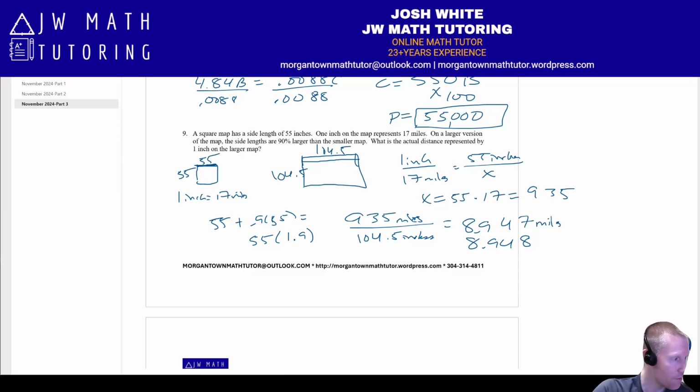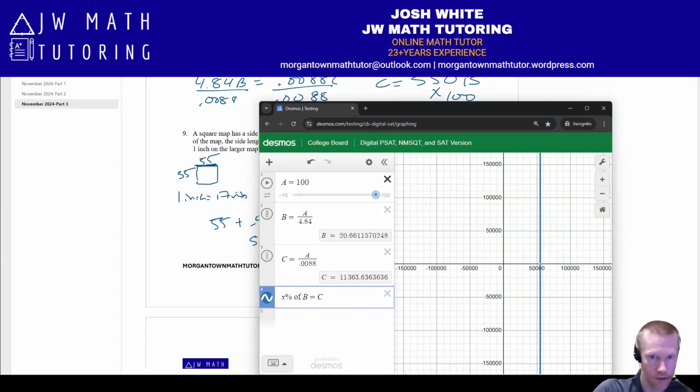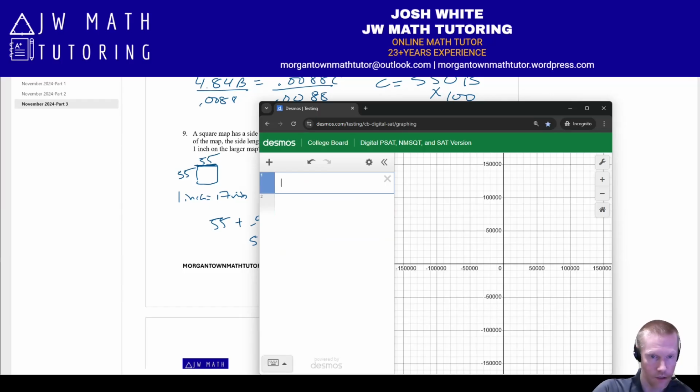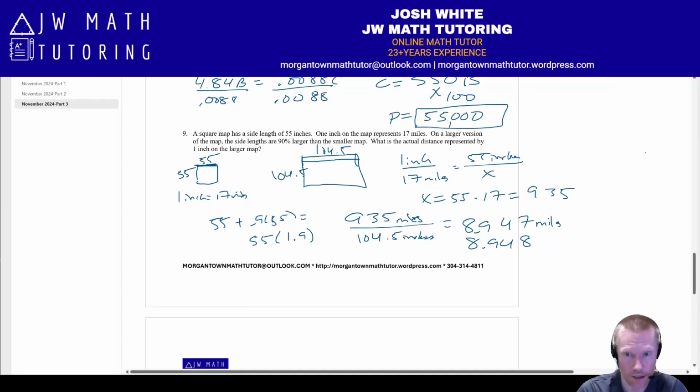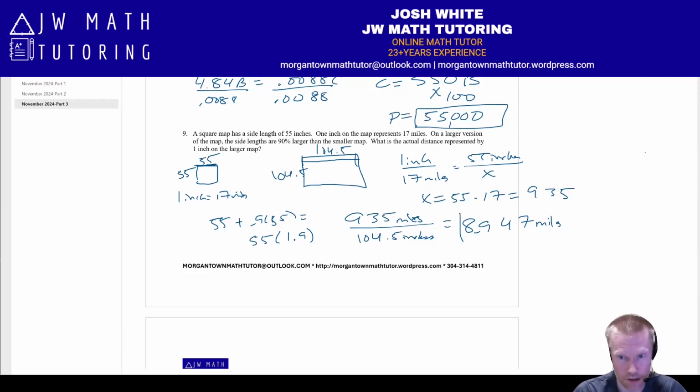Just to confirm that, we go to Desmos, and I'm taking the 935 total miles and dividing that by 104.5. Yeah, 8.947. Wait, actually it looks like, oh yeah, sorry, it's just 8.947. The 9 I was putting after the 7 was actually the problem number in my notes. So ignore that. It should only be 8.947, because the 3 will not make a difference with rounding it. So rounding and truncating are the same. This is the only acceptable answer.